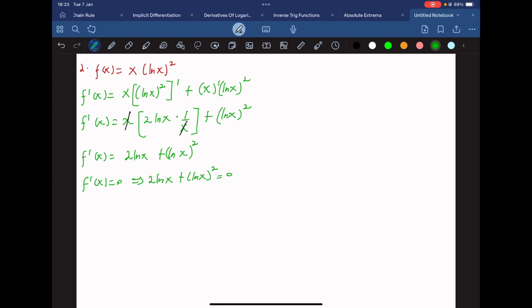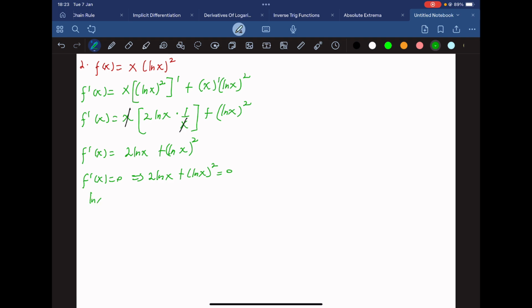So over here, basically, all that you have to do is to factorize ln of x out. So if you factorize ln of x out, you have 2 over here, then plus ln of x. Remember, 2 times ln of x, you have this. And ln of x times ln of x, you have ln of x squared. So this is equal to 0. So this means ln of x is equal to 0, or 2 plus ln of x is equal to 0.